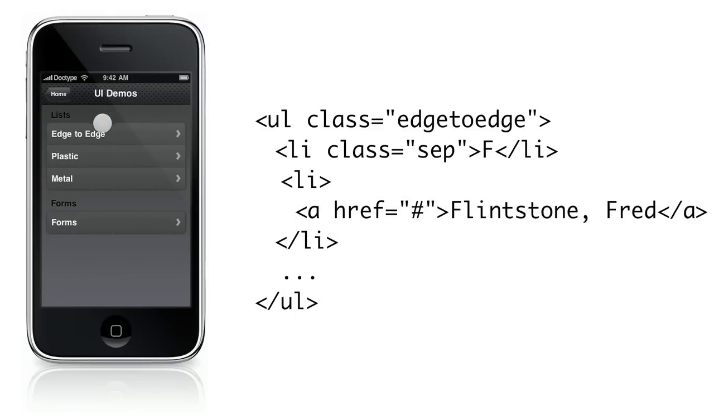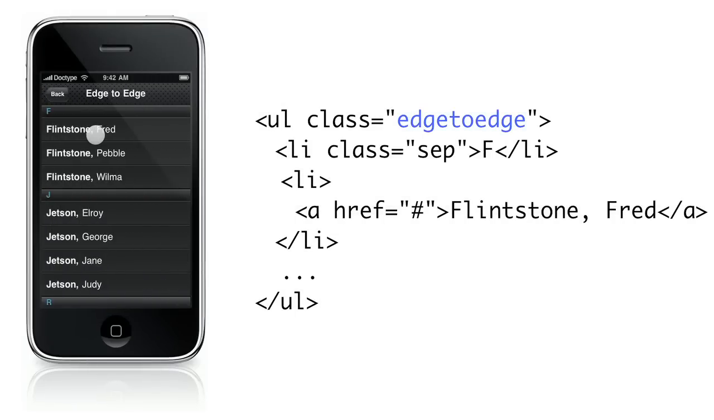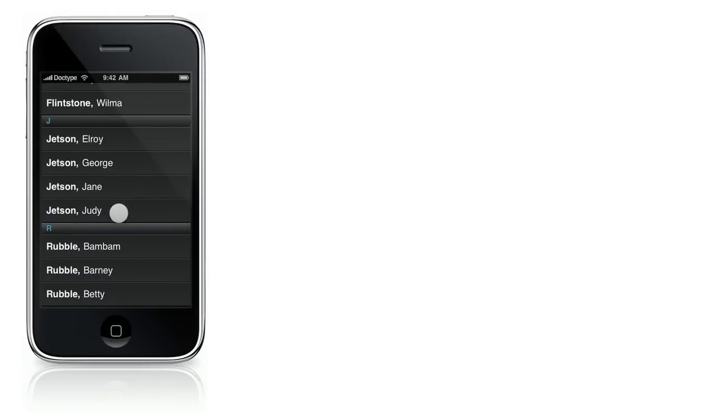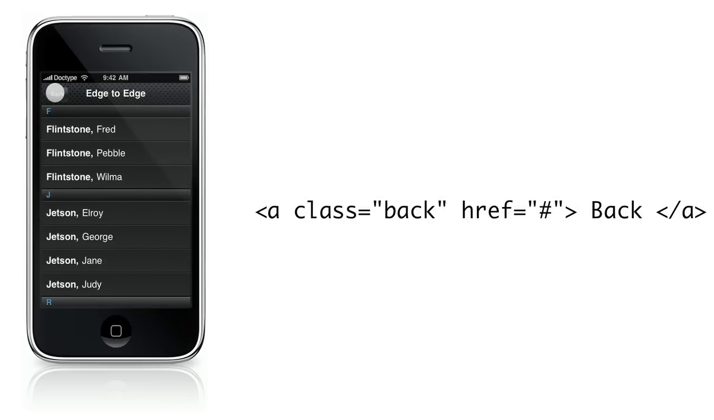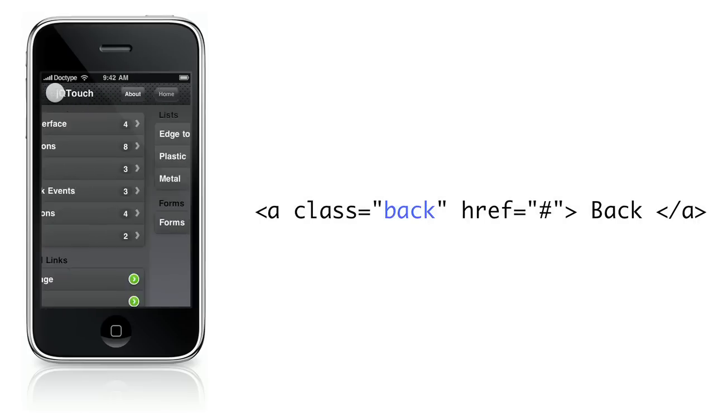You can use special built-in classes to style the lists, like group list or edge-to-edge lists. By default, the next page will slide in from the right side of the page. If you create a link with class back, it'll load the previous page with a reverse animation. You can even load in AJAX by pointing to a page on your server, and it'll automatically fetch it and load it into the page.